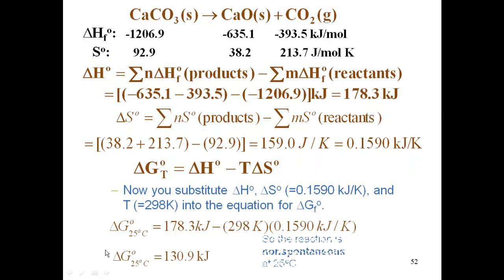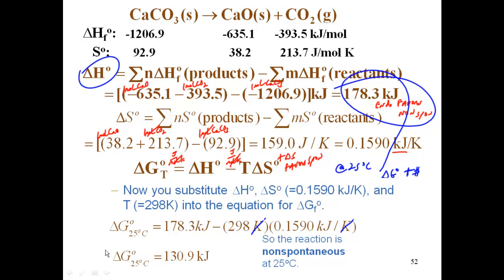Since it's a positive number, that's a non-spontaneous reaction, which is what we said should happen at low temperature. This is no different than a problem we did just like this a few minutes ago. Exactly the same. The major difference is that we have this subscript 25 degrees C down there. Now, we want to take this same reaction.